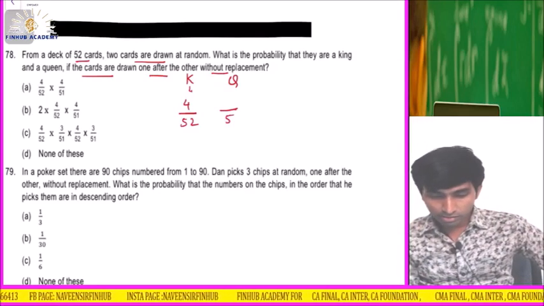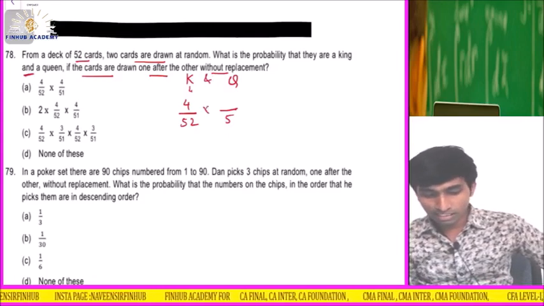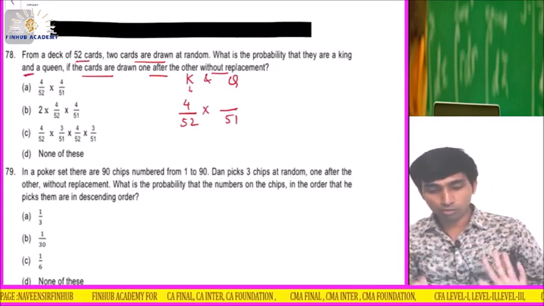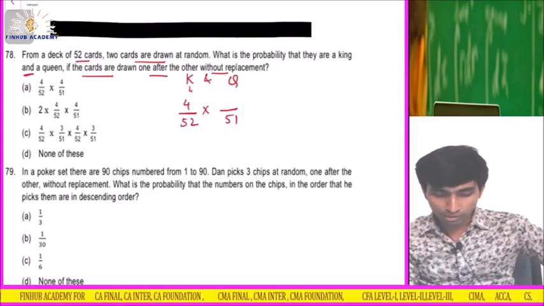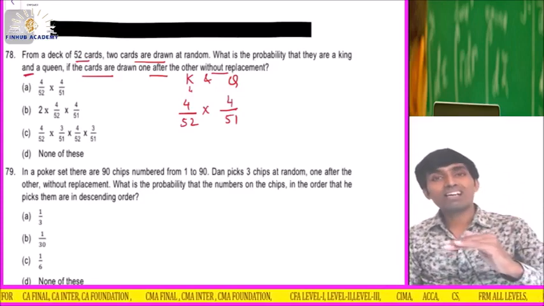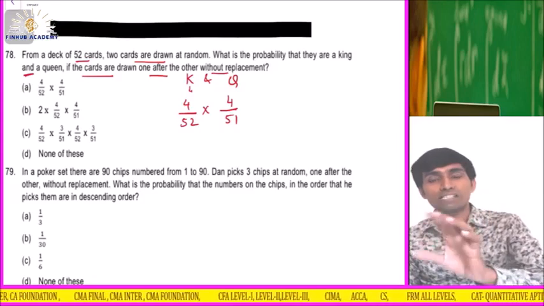It is king and queen, so obviously multiply. So please understand, 52 cards were there, 4 is king, so 4 by 52. Now I have not replaced. Queens are 4 only, because I want the next card to be queen. So 4 queen cards are there, but out of how many? 1 is not replaced. So 52 minus 1 is 51.